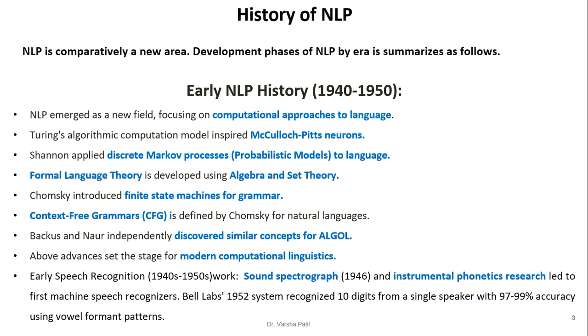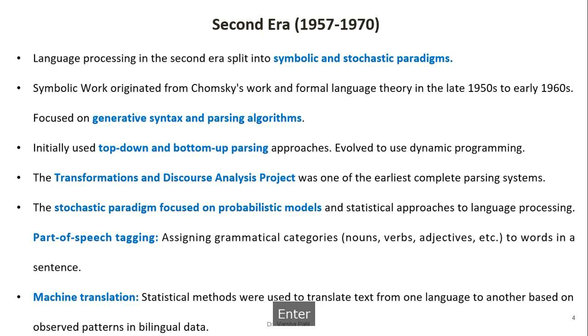In early speech recognition, the sound spectrograph and instrumental phonetics research led to the first machine speech recognizers. The Bell Labs 1952 system recognized 10 digits from a single speaker with 97 to 99% accuracy using vowel formant patterns.